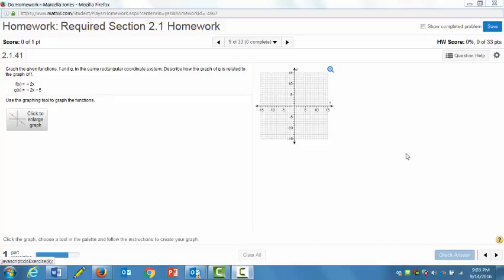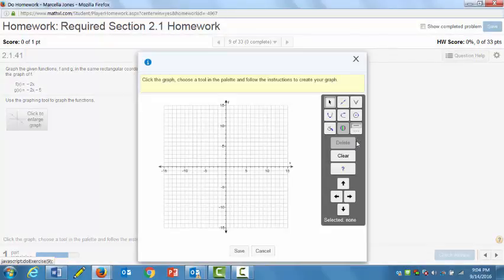Okay, let's take a look at graphing number 41 from section 2.1. Here we want to graph the function f of x equals negative 2x, and we also want to graph g of x equals negative 2x minus 5. So we're going to enlarge the graph, and whenever we graph we have to choose a graphing tool. Both are graphs of lines, so we're going to choose the line tool.